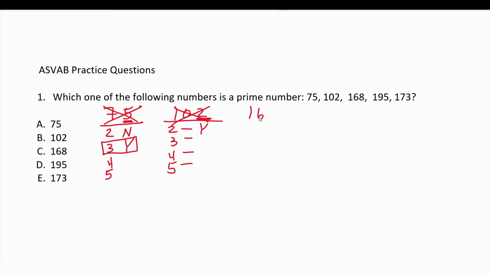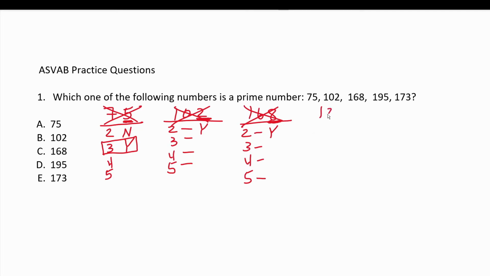All right, let's look at 168 now. Again, we want to check divisibility for 2, 3, 4, and 5. All right, to check to see if a number is divisible by 2, we look at the last digit, and if it's even, it's divisible by 2. Is 8 even? It is. So we know that 168 is divisible by 2, and therefore it's not prime.